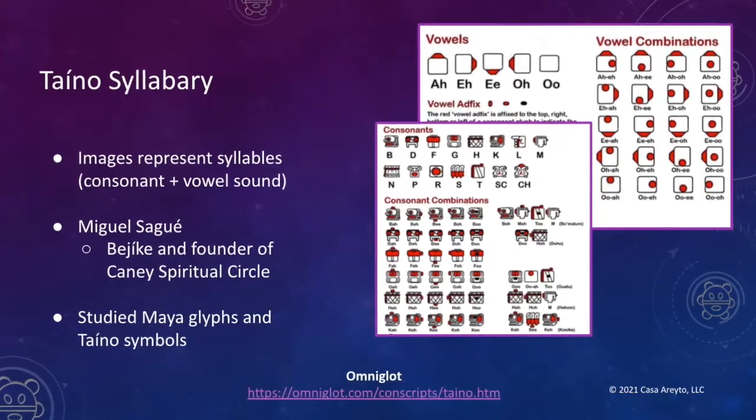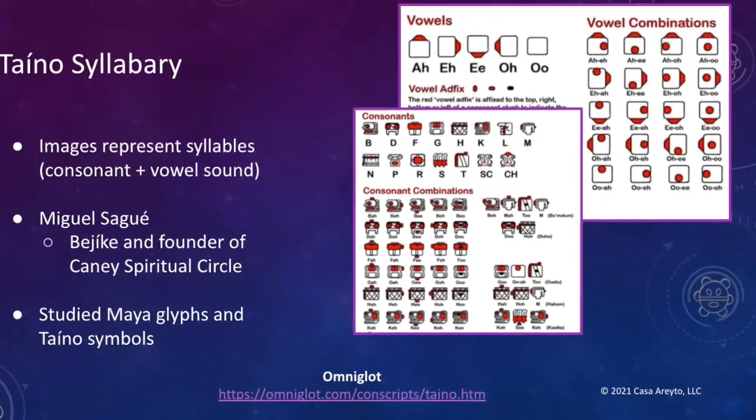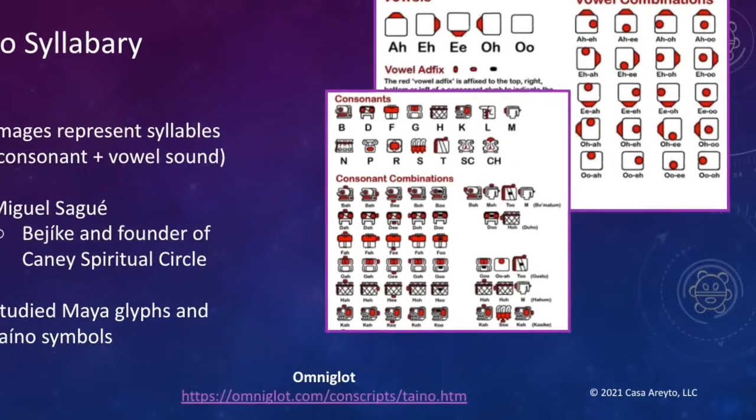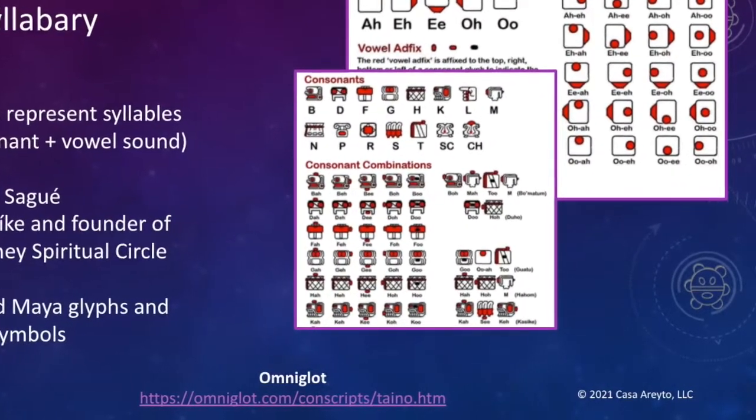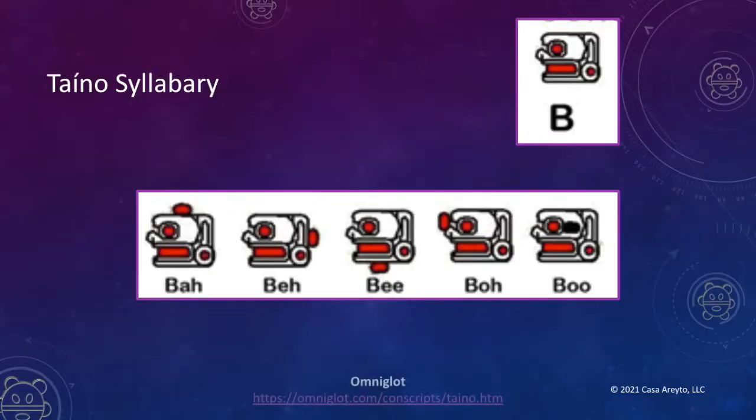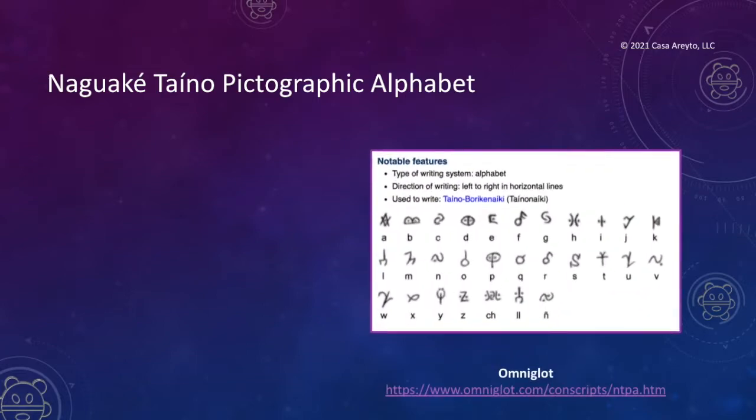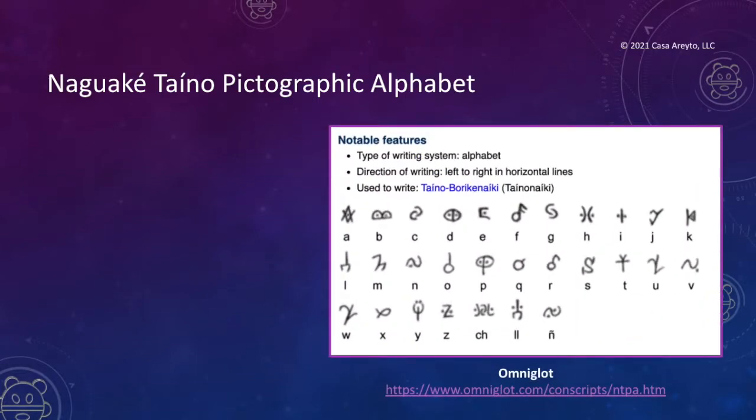Now, Miguel Sagué studied Maya glyphs and Taíno symbols to come up with his syllabary. You can see an example of his syllabary on Omniglot. And the way that the syllabary works is that there is one character for each of the consonants. And as the picture or the character or the glyph changes slightly, you can see the different syllables that it represents. But that is not the only Taíno writing system there is. So we also have the Nahuatl Taíno pictographic alphabet.